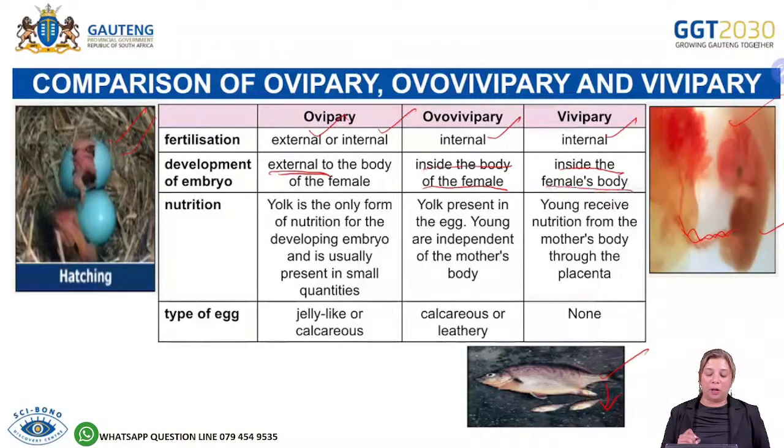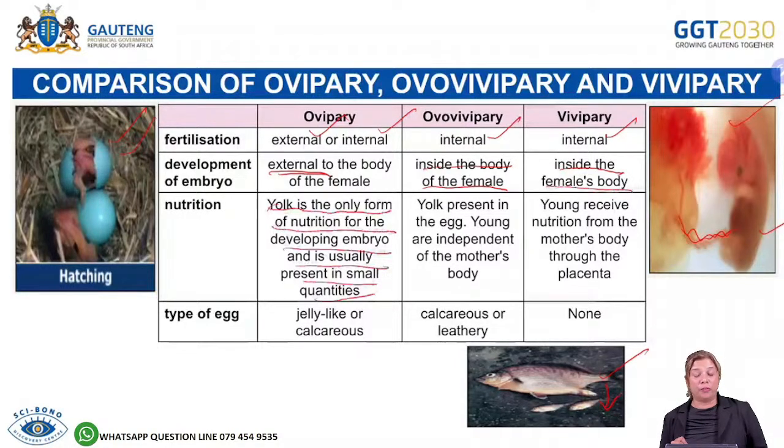So let's talk about the egg itself. There's yolk inside the egg, because this is ovipary, of nutrition for the developing embryo, and it is usually present in small quantities. Now, most of the time when organisms lay eggs, they're not in those eggs for a very, very long time. So when they say there is a small quantity of yolk, that means that those eggs will not take a long time to hatch. Okay?